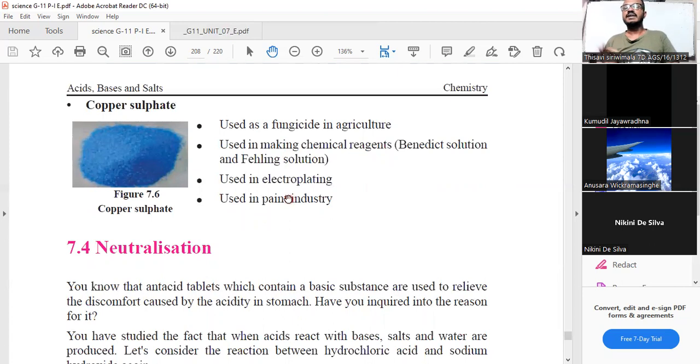It is used as a fungicide in agriculture. It can destroy fungus. Then used in making chemical reagents like Benedict solution, and there's another one, Fehling's solution. We don't use it. Used in electroplating. So in order to apply copper on a surface, we can use copper sulfate as electrolyte. Used in the paint industry to produce a blue color, we use copper sulfate at certain instances.